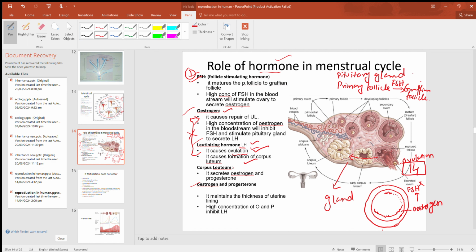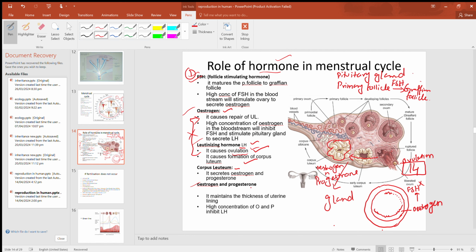Now, what is the role of corpus luteum? What is the role of this corpus luteum which is present in the ovary? It secretes estrogen and more progesterone. Estrogen will secrete again, and there will be more progesterone secretion. Clear? Corpus luteum is a gland, fine, which is present inside the ovary. Okay, so estrogen and progesterone.